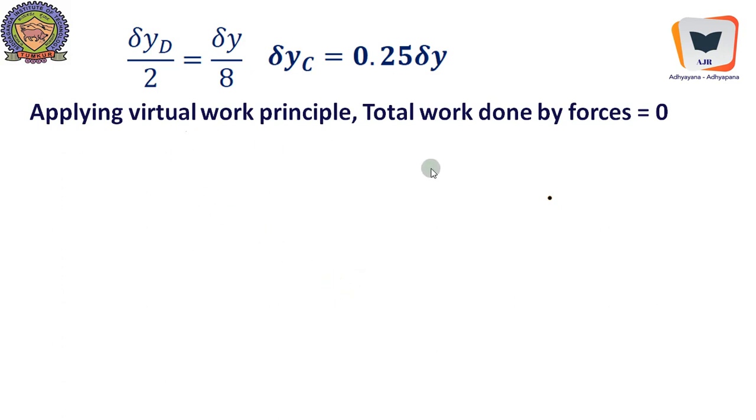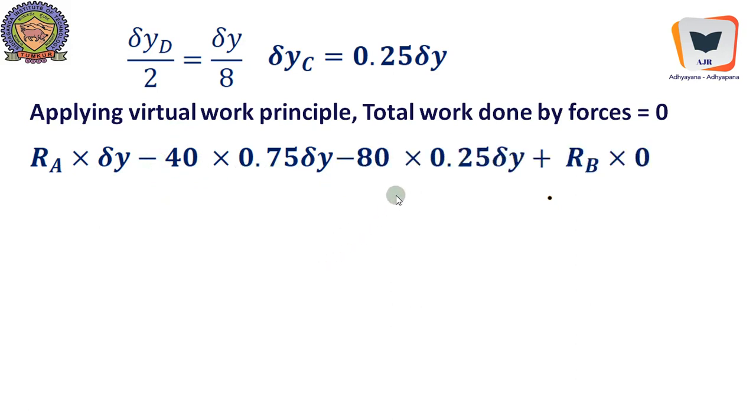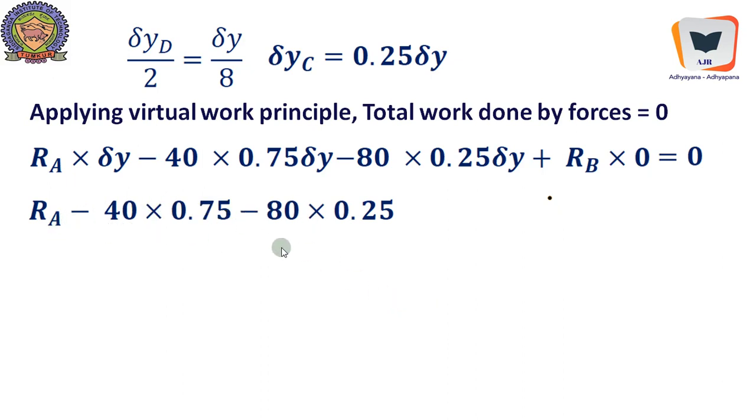So applying virtual work principle, total work done by the forces equals 0. RA into del y, that's what we need to find out, minus 40 because it is acting down into 0.75 del y, minus 80 into 0.25 del y, plus RB into 0, because at RB there is no displacement whatsoever, so equal to 0. Upon simplification, RA del y is taken out, and del y cannot be equal to 0 as a multiplication parameter, because we have introduced this virtual displacement vertically up positive. Therefore the terms under the brackets have to become 0, and we will get RA equal to 50 kilonewton.